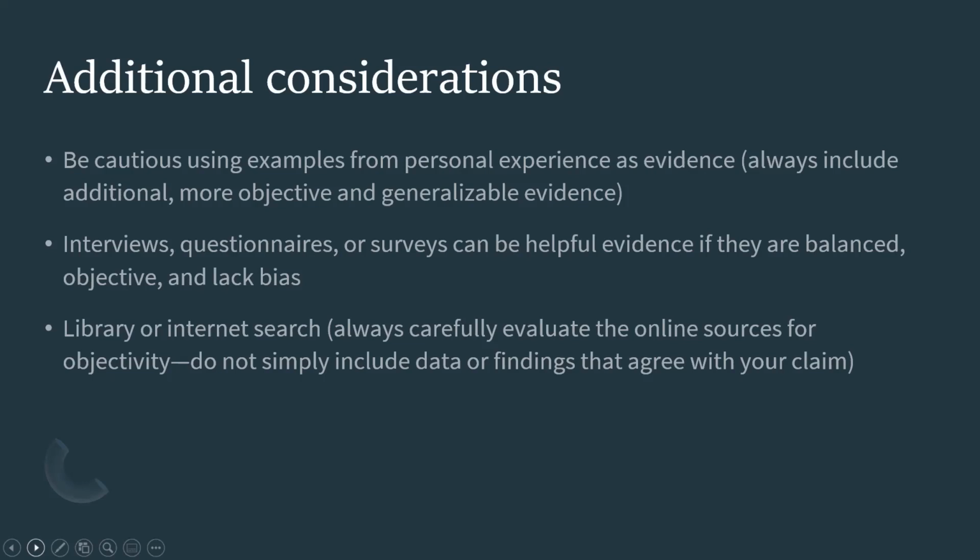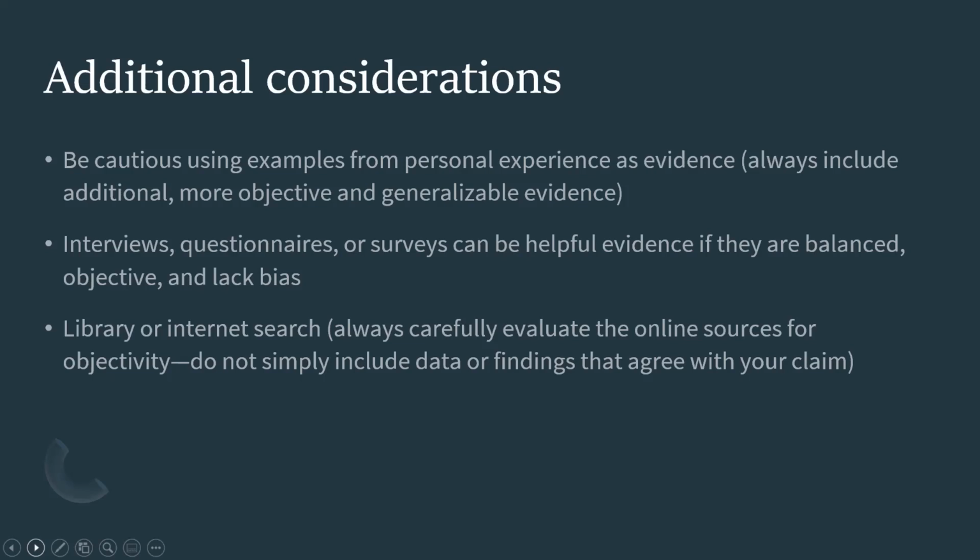Also, if you do a library or internet search, always carefully evaluate the online sources for objectivity. Don't simply include data or findings that agree with your claim. We call that special pleading if we just go look for evidence that supports our claim. When we look for evidence, we need to look at evidence that supports our claim and also is against our claim, because that's a more objective and balanced way to do it.